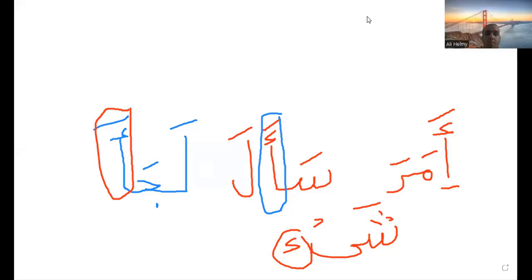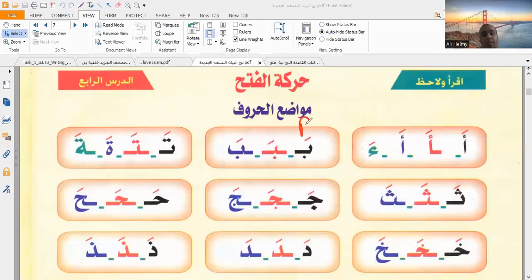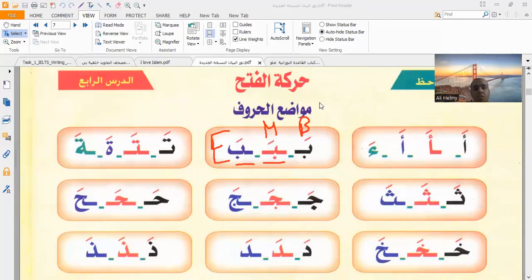Next, we have ba. So here as well, ba in the beginning, ba in the middle, and ba in the end. Let's give examples for these shapes, for these positions. For example, ba in the beginning, like this: ba, sa, ra. So we have here ba in the beginning. It is like this.